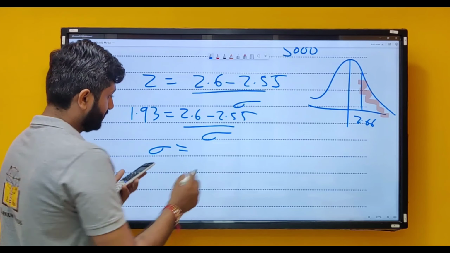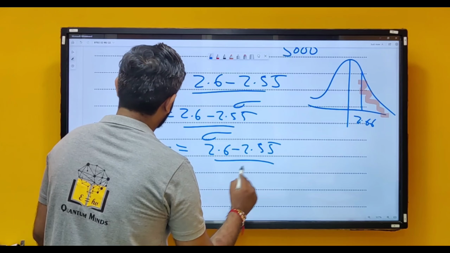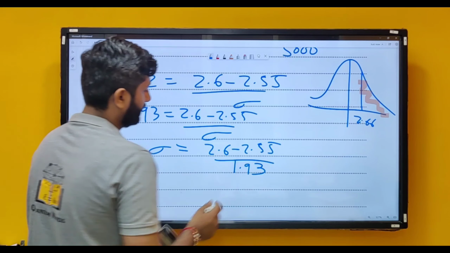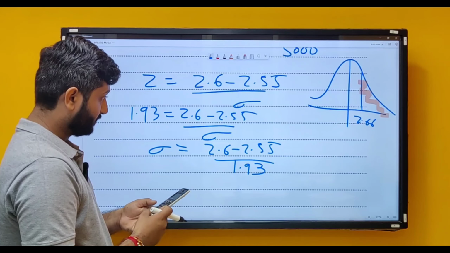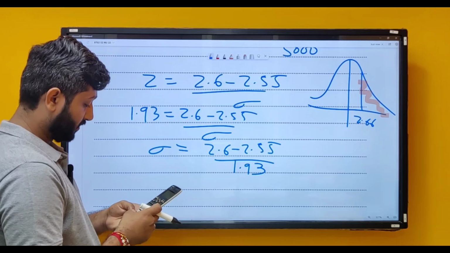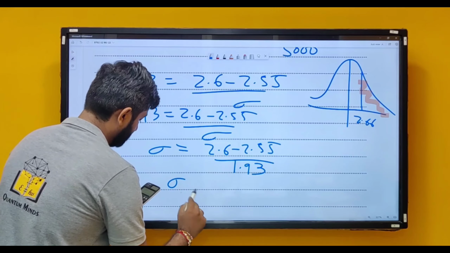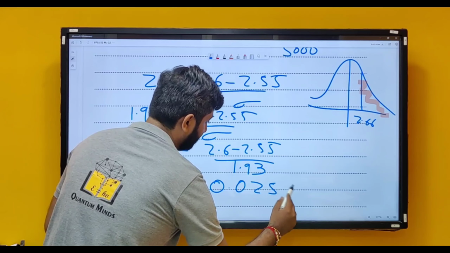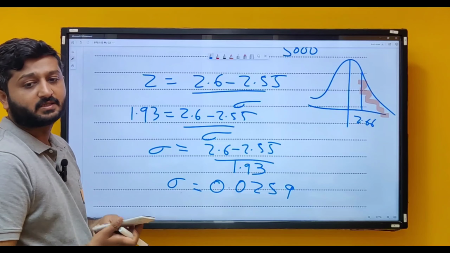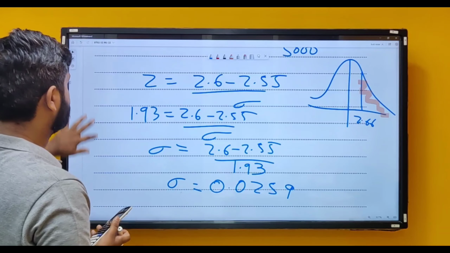Sigma is (2.6 minus 2.55) upon 1.93. So the value of sigma is 0.0259. The value of sigma is 0.0259. Let us move to the next question.